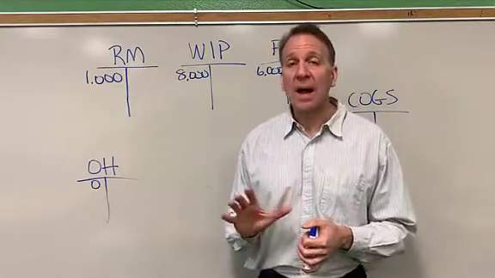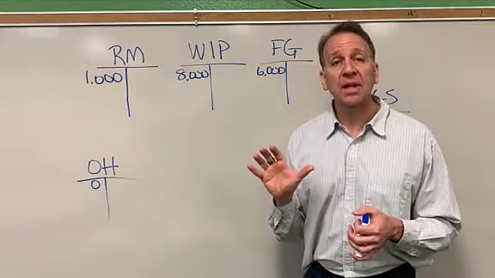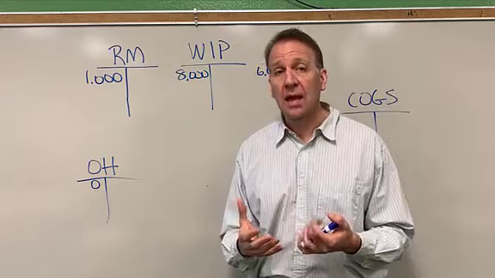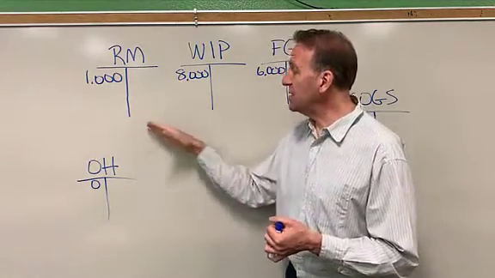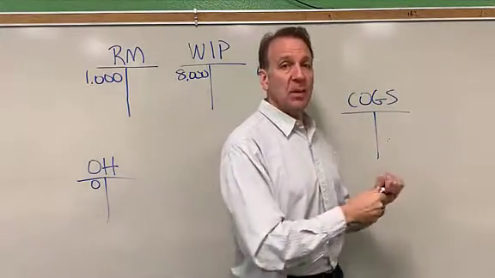Let's look at some dollar amounts and how they flow through this process. Once again, we're looking at a manufacturing process. We're manufacturing an item, okay? And we're gonna show the dollar amounts that flow through these inventory accounts and eventually get expensed here. So let me write that on the board.